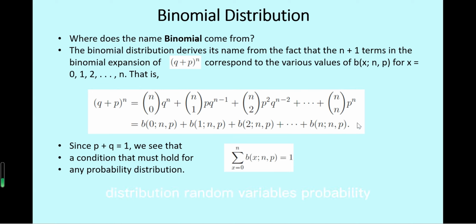distribution random variable's probability. So when p plus q equals 1, each item is a probability, right? So this is where the binomial distribution name comes from. And the total probability, the sum of b(x; n, p) for x equals 0 to n, will be 1, because q plus p equals 1, and 1 to the power n equals 1 too, right? So this summation of all items will be 1.